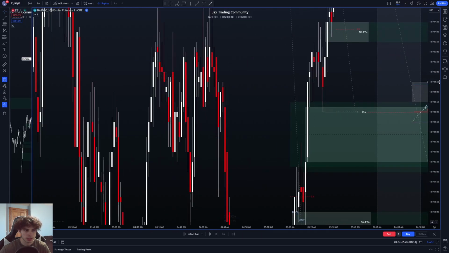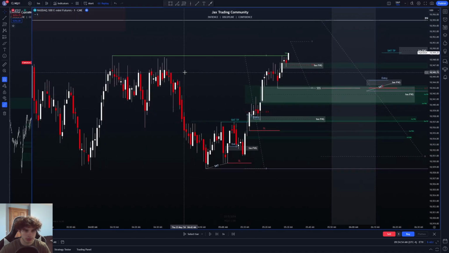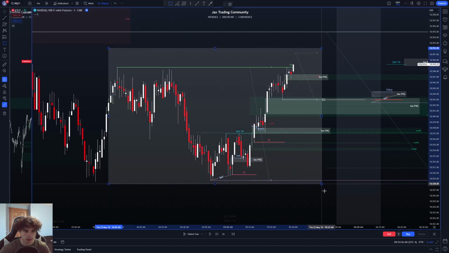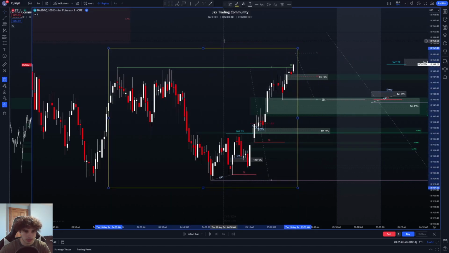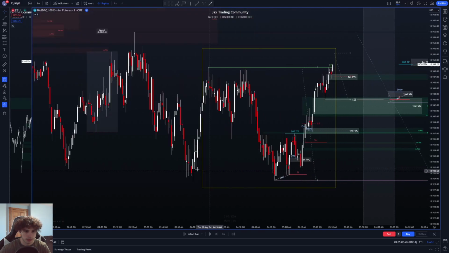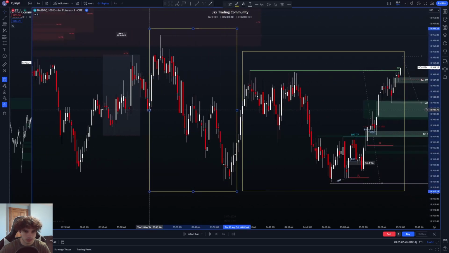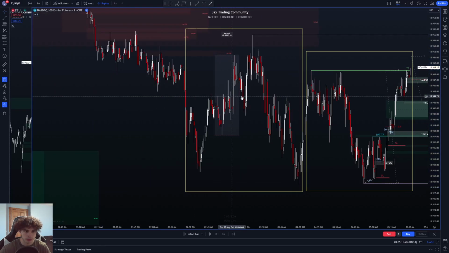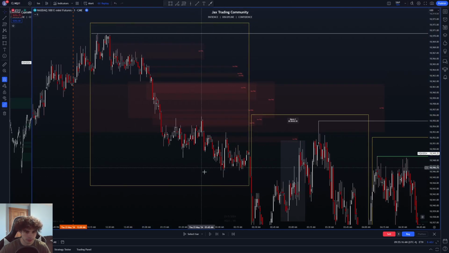So now that this liquidity has been taken, this fractal is done with, right? And the way this works, just so you guys get a little better view of what fractals are. This is a fractal, right? This right here could kind of be a fractal. This right here could be a fractal.